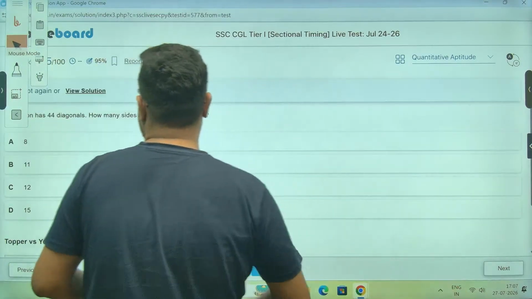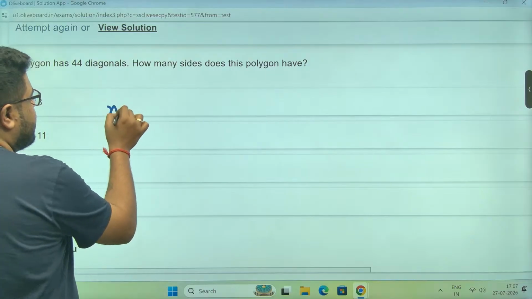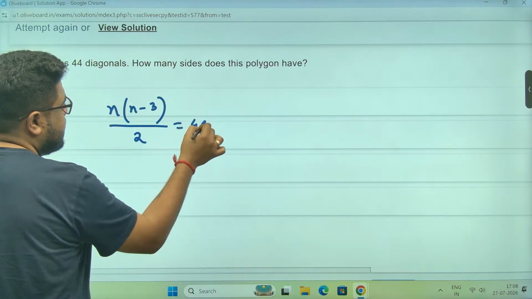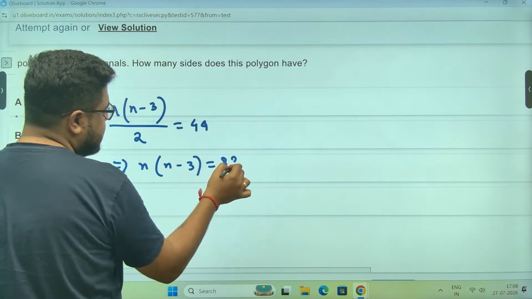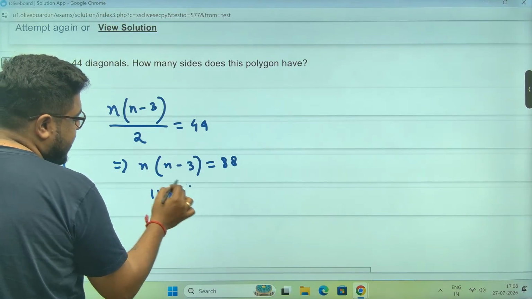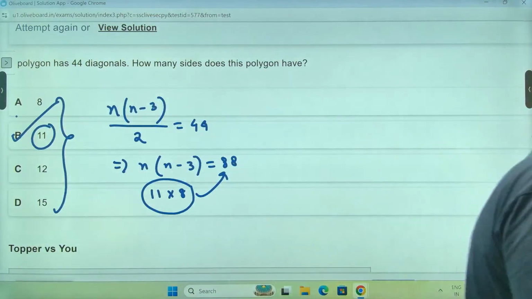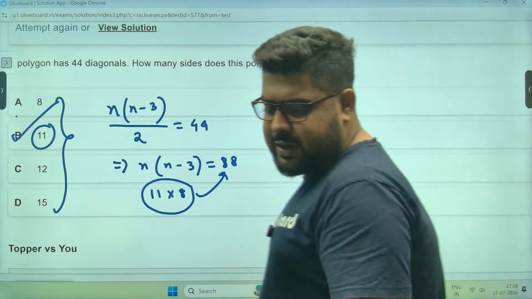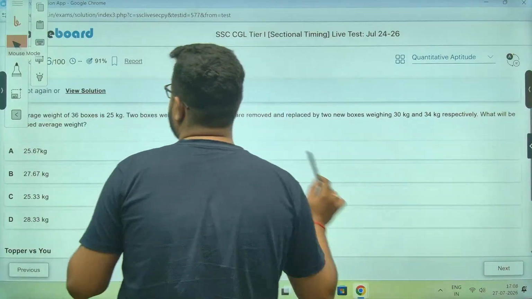Again, next one, sir. Polygon with 44 diagonals. N into n minus 3 by 2 is the number of diagonals of any n-sided polygon. So again, n into n minus 3 is 88. Put down the values from here. I can see 11. If I put 11 into 11 minus 3, 8, this is it. So option B is the correct answer, 100%. You don't need to worry too much about that. Very simple. All the questions so far were pretty simple.